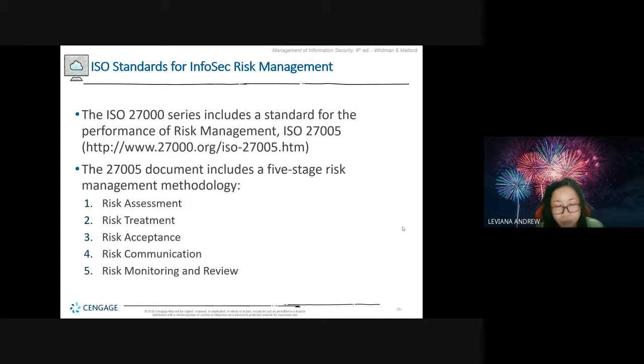And then another approach for risk treatment strategy, we use ISO 27000. It includes a 5-stage risk management methodology. This one is standard lah. Risk assessment, risk treatment, acceptance, communication, monitoring, and review.